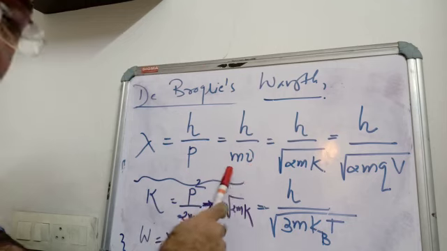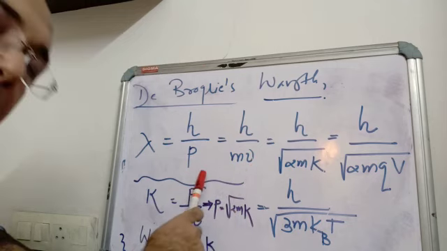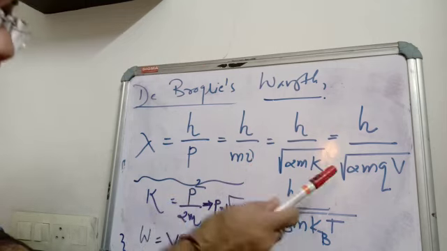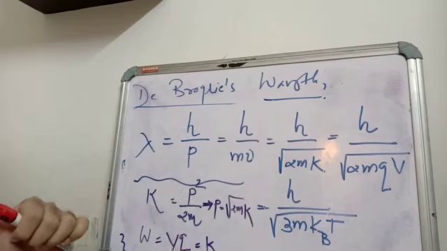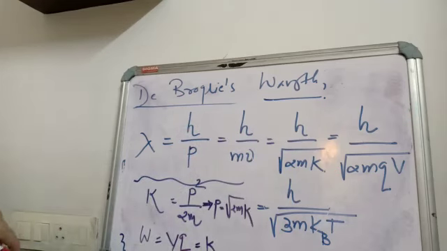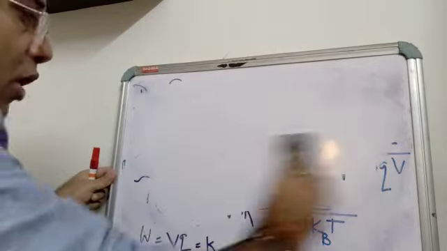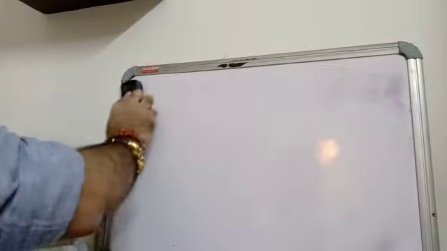If velocity and mass are given, then h upon mv. If momentum is given, then h upon p. If temperature is given, then h upon under root 3m kBT. So you have to remember all these equations, so you will be in a position to solve all the MCQs of JEE and NEET as well as all the numericals, right?